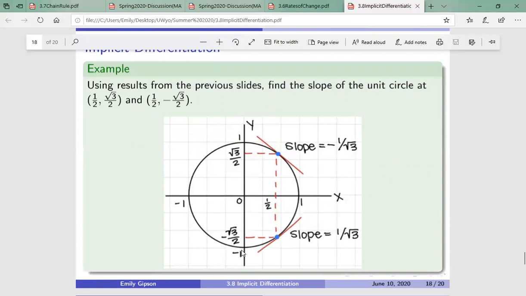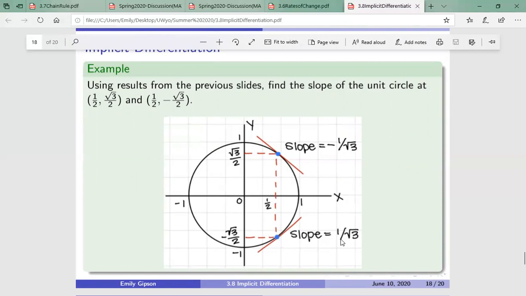So I see here I've got my unit circle, and we can pretend that we've got the red arc on top and the blue arc on bottom, and the slope of the tangent line at (1/2, square root 3 over 2) is negative 1 over square root 3. Whereas conversely, for the point (1/2, negative square root 3 over 2), our slope is positive. It's 1 over square root 3.